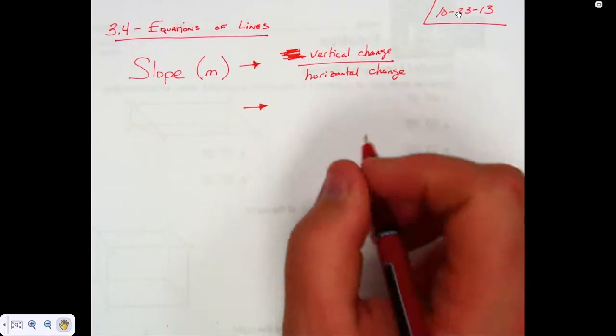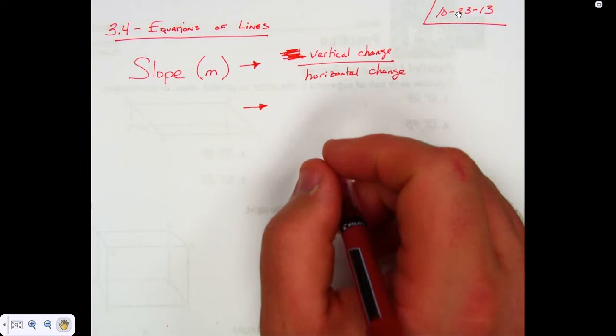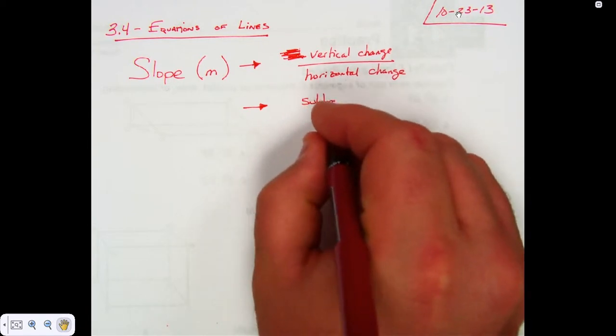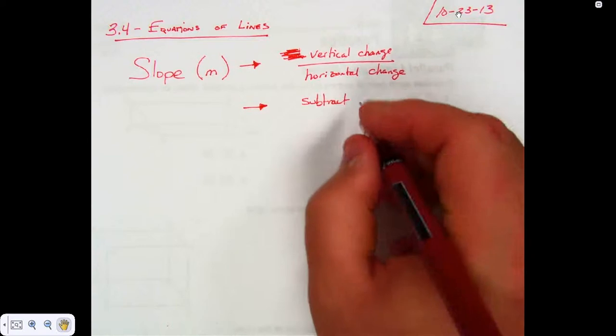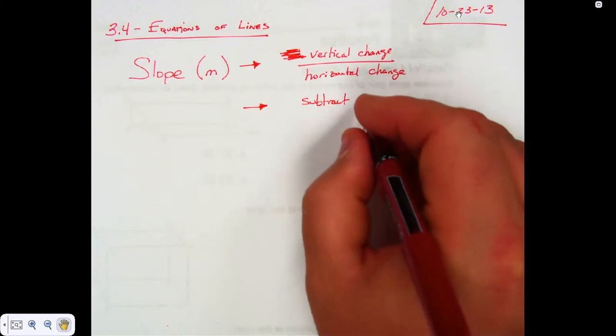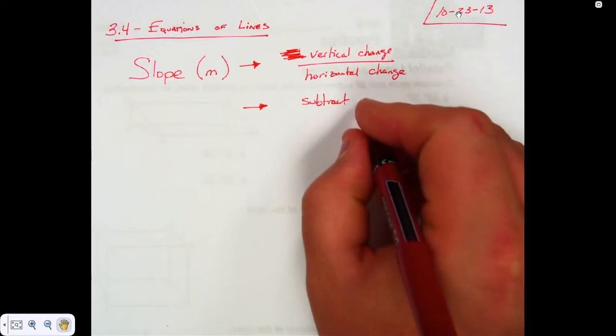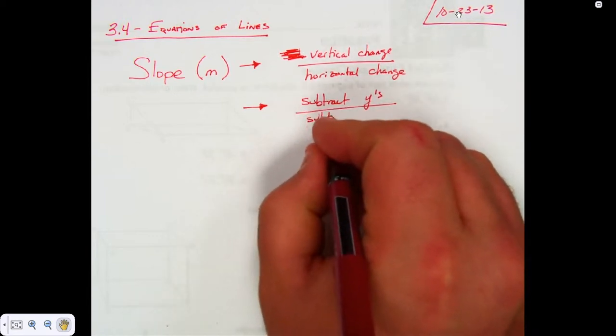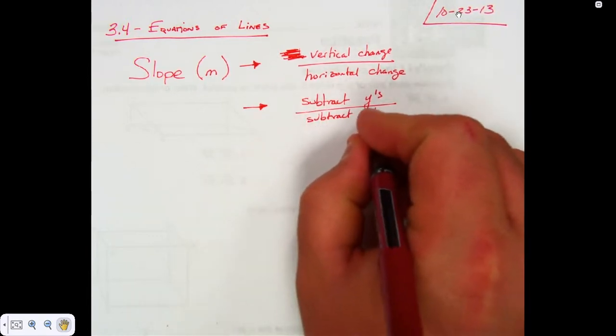You guys know what the word change means in math? Subtraction. Vertical on an XY coordinate plane, what do you think of when you say vertical? Y. Your y's. So subtract your y's over subtract your x's.